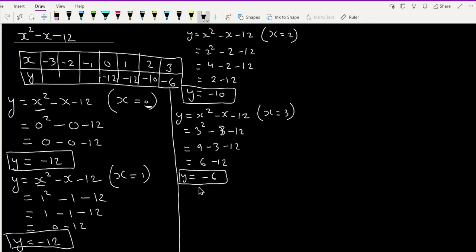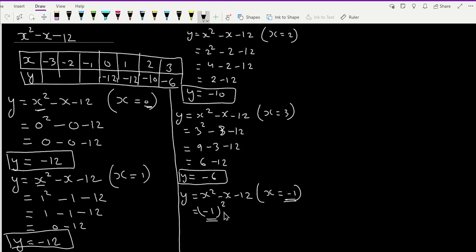Similarly now I will calculate for minus 1. So y is equal to x square minus x minus 12. So I am taking x is equal to minus 1. So I will calculate here x is nothing but minus 1 square. Here you have to remember, if I am taking the values of minus 1, you better keep it in brackets. So for your easy calculation, you better keep it in brackets.